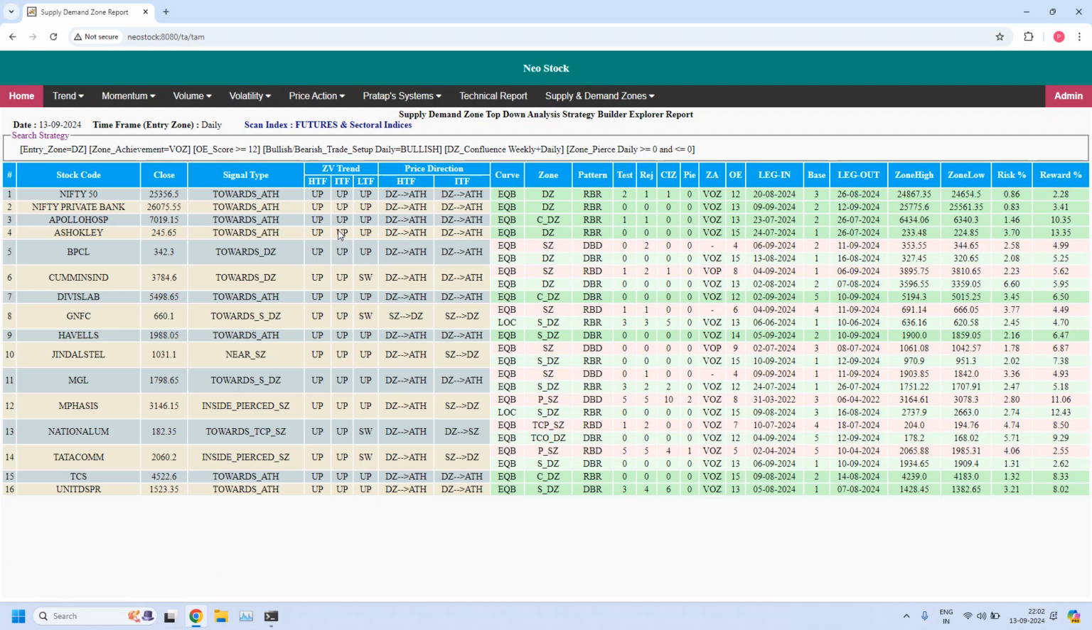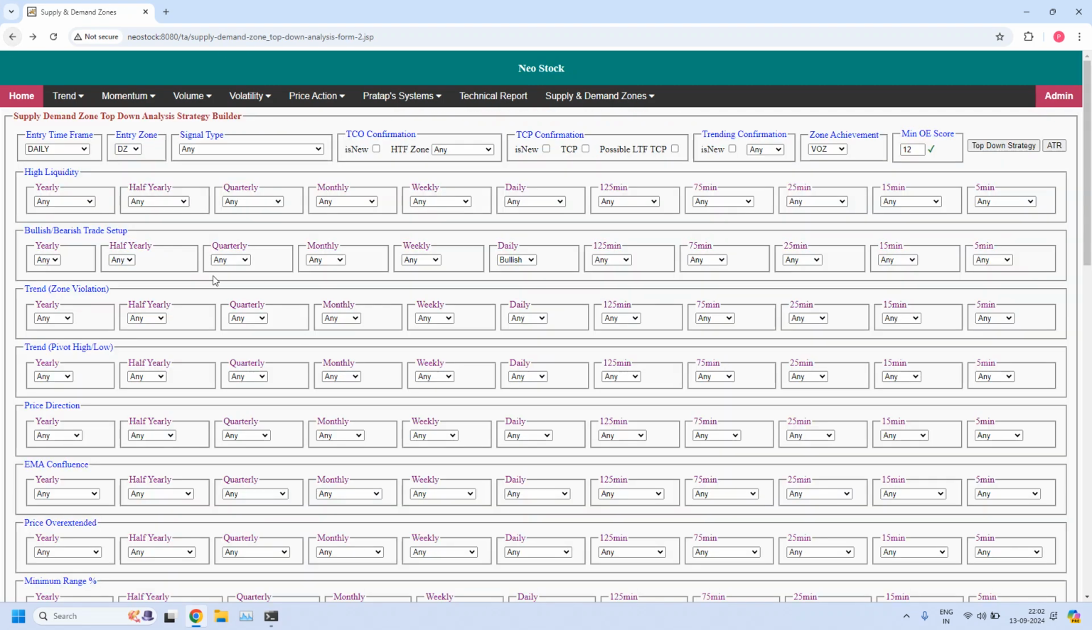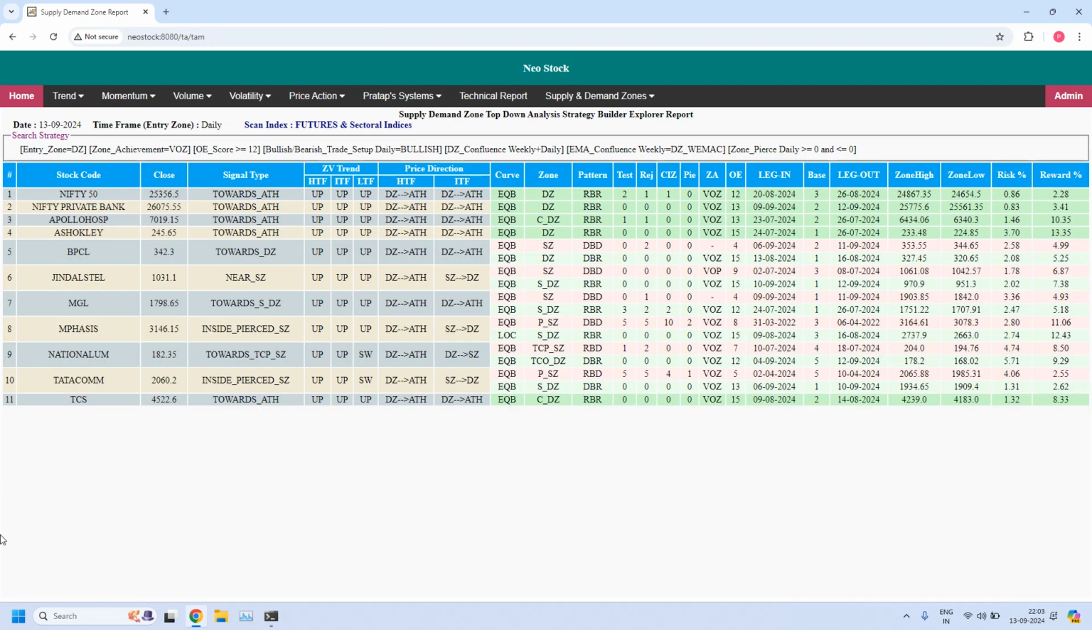Because daily zones are part of the weekly zones, if the weekly zone has weekly EMA confluence, it's a high probability trade setup. Because in weekly, that is the ITF time frame, the trend is always uptrend for bullish trade setup. So in the EMA confluence, I'm looking for weekly demand zone with weekly EMA confluence. Let's verify. So 11 stocks are filtered. These 11 stocks have high probability trade setup.